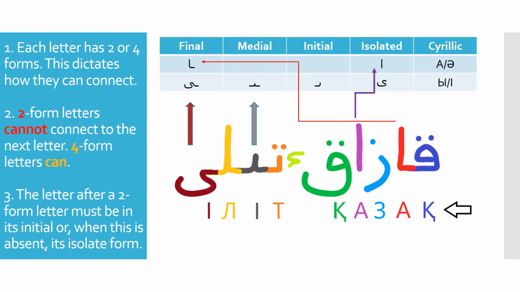We can see this in the sky blue Z, the magenta A, and the green Q in Kazakh. The initial form is used when there is connection to the next letter but not the previous one. We can see this in the blue Q in Kazakh and the orange T in Tile. The medial form is used when there are connections on either side, such as the gray I and yellow L in Tile. The final form is used when there is a connection to the previous letter but not the next one, such as the red A in Kazakh and the maroon I in Tile.